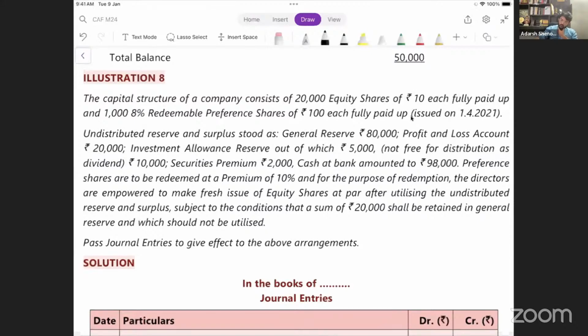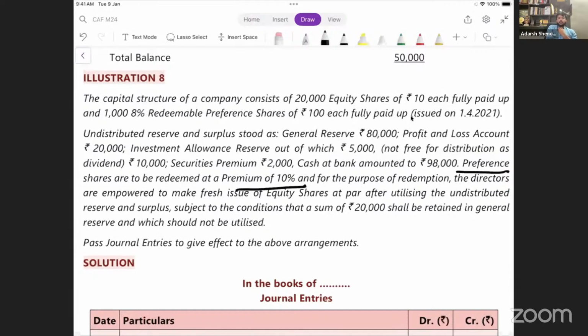Fine. What is the redemption condition? Here it is. Preference shares are to be redeemed at a premium of 10%. So at a 10% premium I will redeem these preference shares. So that will be 1,10,000 will be the amount that is payable.